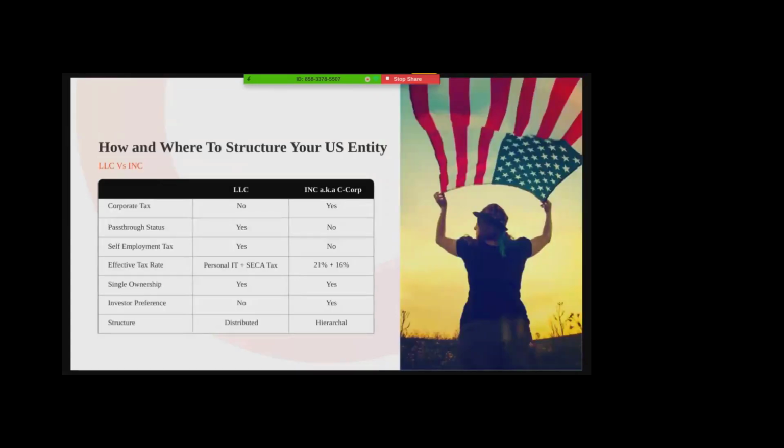So the next one would be how and where to structure your US entity. Okay, the first one we'll deal with is, what is the difference between an LLC and an INC? LLC basically stands for Limited Liability Corporation, whereas an INC stands for incorporation. Okay. So what are the differences? What is an LLC? What is an INC? So let me explain to you.